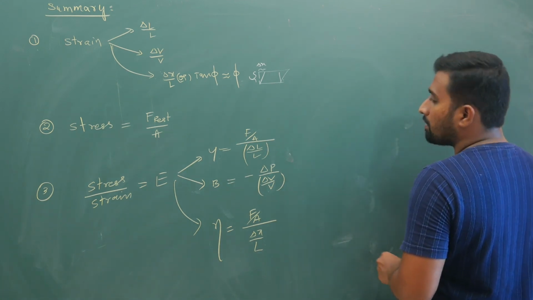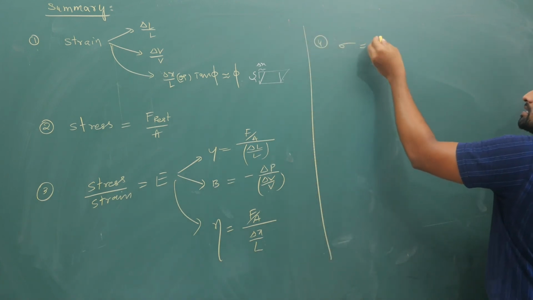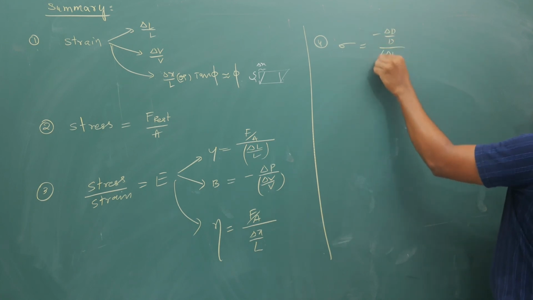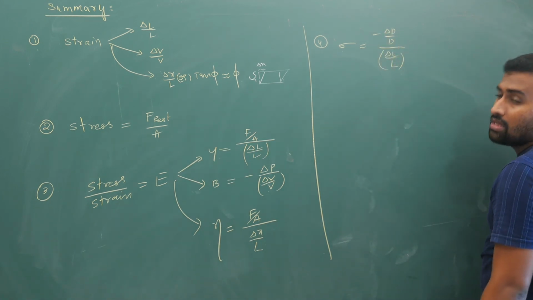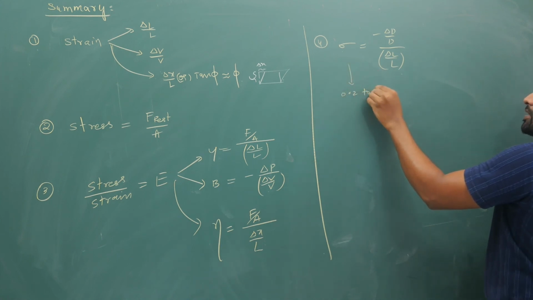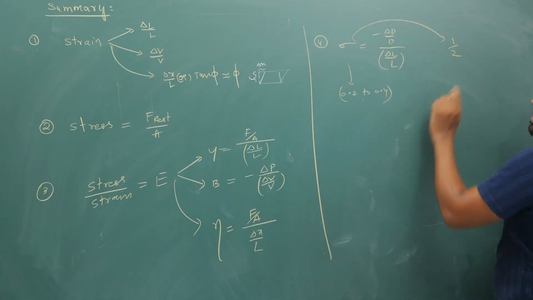Another formula is your Poisson's ratio, sigma is equal to minus of delta D by D by delta L by L. This is your Poisson's ratio. For a standard figure, when volume is not constant, it usually lies between 0.2 to 0.4. When volume is constant, sigma is equal to half.